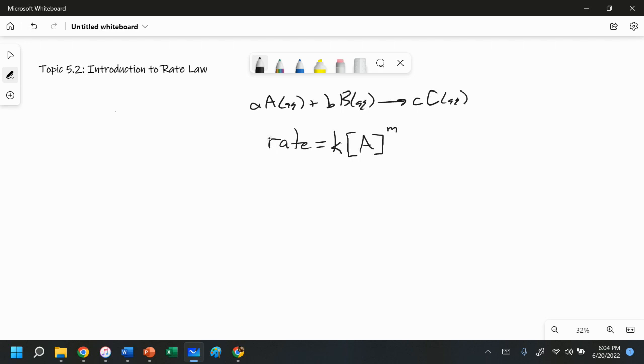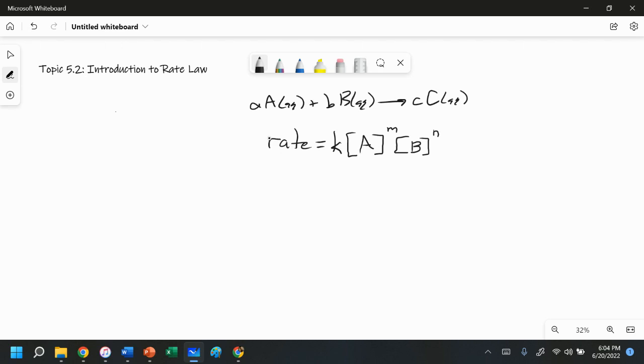And that power is called the order, and it could be 0, 1, or 2 most of the time. It can be some other variations, but usually it's going to be 0, 1, or 2. And then times the concentration of our other reactant raised to some power, which also is called its order, which is either 0, 1, or 2. Again, those can be other numbers, but usually they're going to be 0 order, first order, or second order.